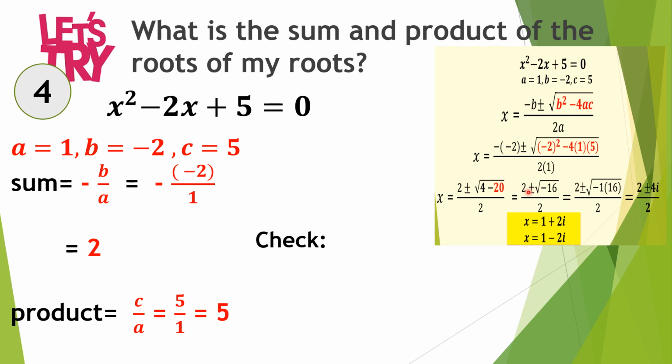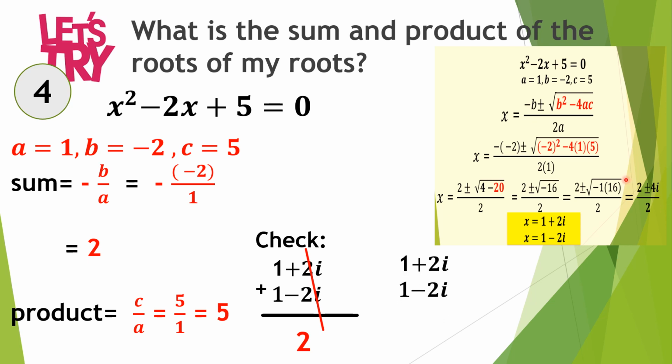Can you still remember this one? Okay, so the roots are imaginary roots. x is equal to 1 plus 2i, and x is equal to 1 minus 2i. So let's try to get their sum. Shall we be ending with the sum of 2? Let us check. We can cancel out the positive 2i and the negative 2i because they are opposites. So see, the sum is 2. And of course, the product, as expected, should be equal to 5.